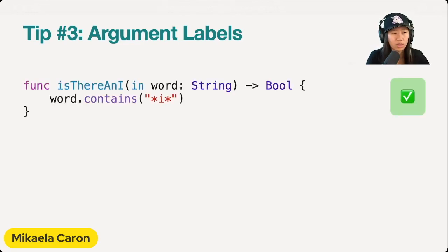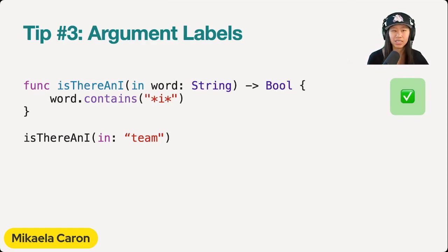So it would look like this. We have a function called isThere an I, where "in" is the argument label, and then an input parameter called word. So it's again the clarity at the point of use. When we call this function, it would look like this: is there an I in team?